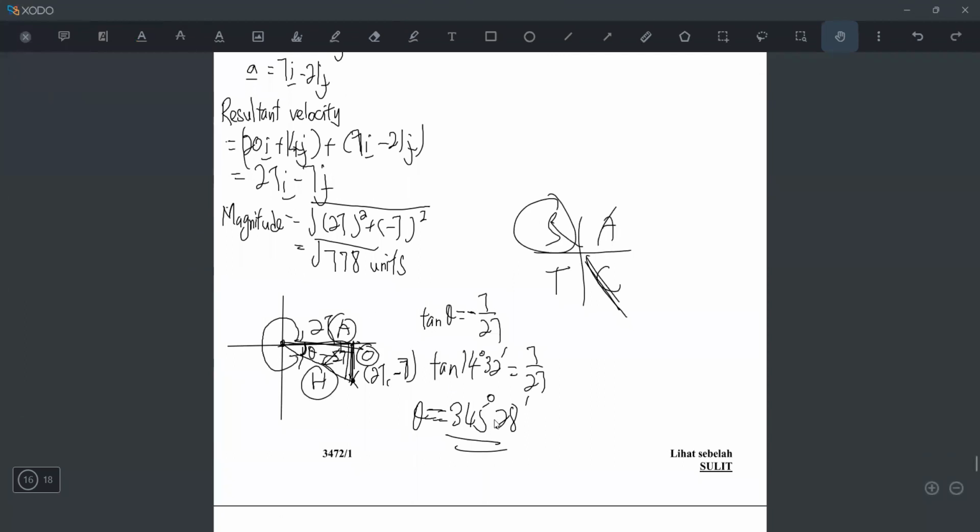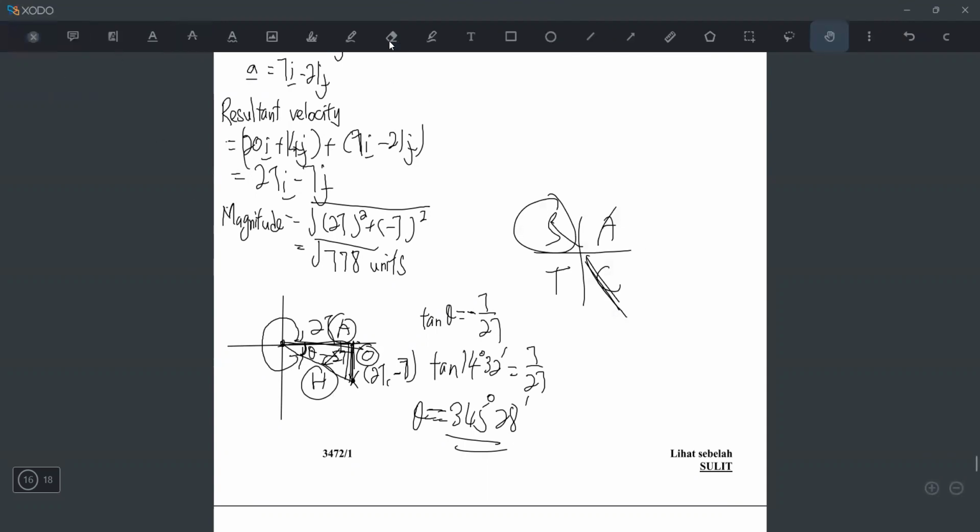Okay, I know in the marking scheme the answer is a little bit different. They do it differently. They go and take this one plus 90. I'm not sure why they do it like that, but I think something is wrong with the question. Okay. So yeah, this is how you do it.